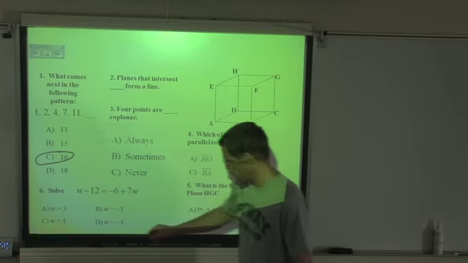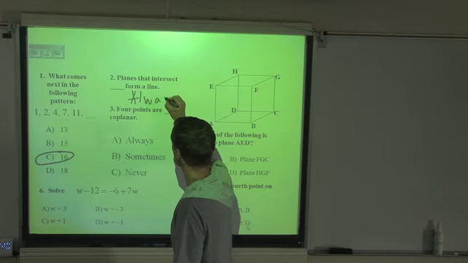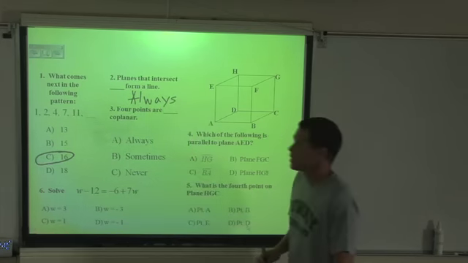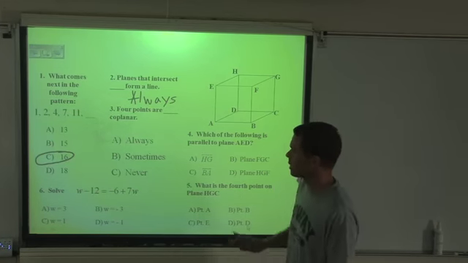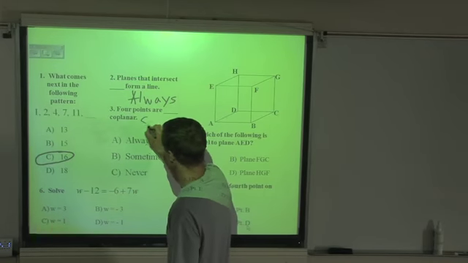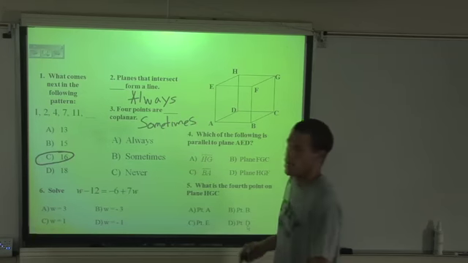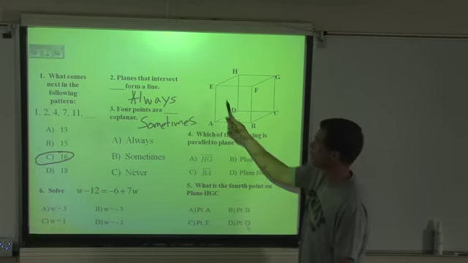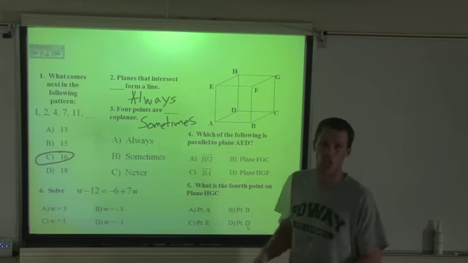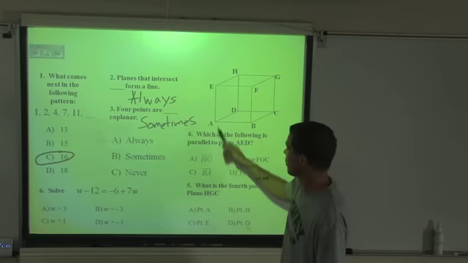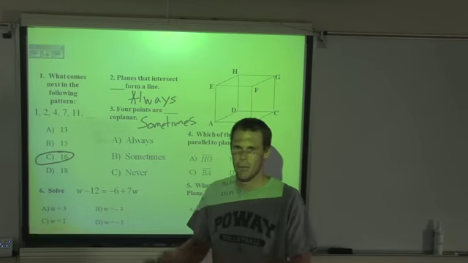Two planes intersect to form a line. Number 2, the correct answer was always. We know that this is a basic postulate for this class, that two planes come together always to form a line. 4 points are coplanar. We said sometimes. And then you're supposed to be prepared to give an example. So my example would be points E, F, B, and A are coplanar. That's sometimes they are. Points A, E, F, and G are not coplanar. Sometimes they are not.